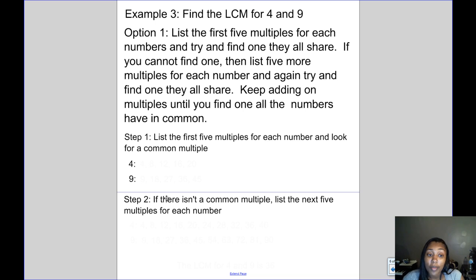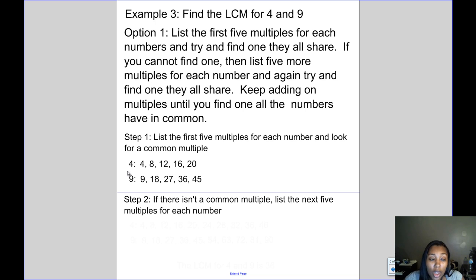So the first step is to list the first 5 multiples for each number and look for a common multiple. So remember, the multiples are actually what you see in the timetables or the multiplication chart. So if I'm thinking about the multiples of 4, I would first start with, what's 4 times 1? Well, I know 4 times 1 is 4, 4 times 2 is 8, 4 times 3 is 12, 4 times 4 is 16, and 4 times 5 is 20. Then I'm going to do the same thing with 9. 9 times 1 is 9, 9 times 2 is 18, 9 times 3 is 27, 9 times 4 is 36, and then 9 times 5 is 45.